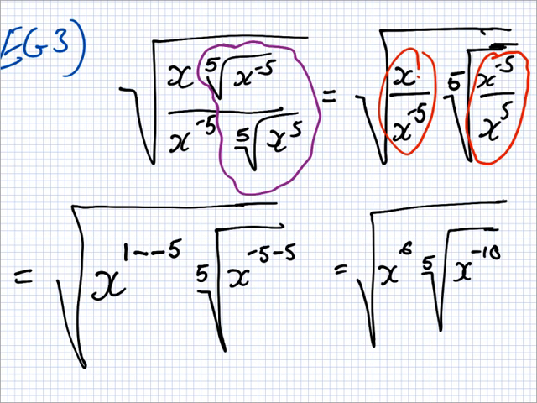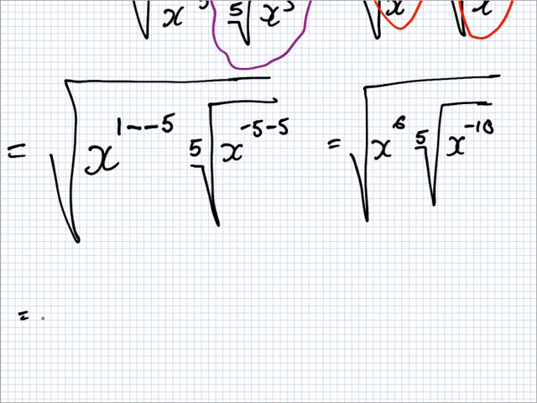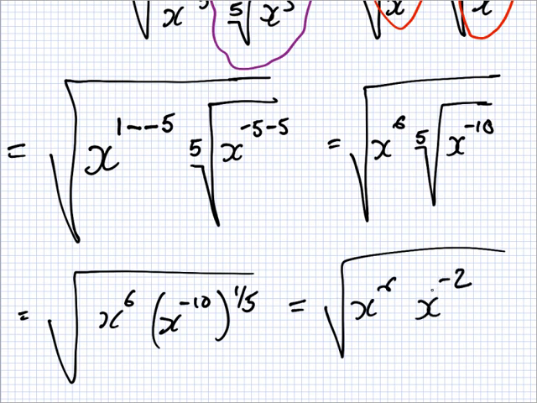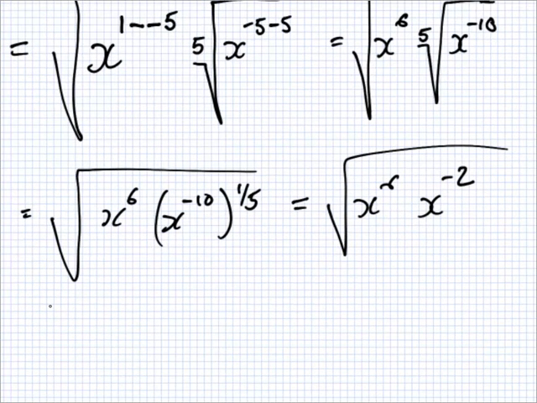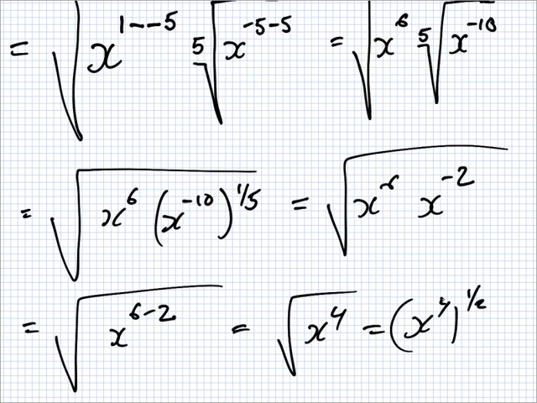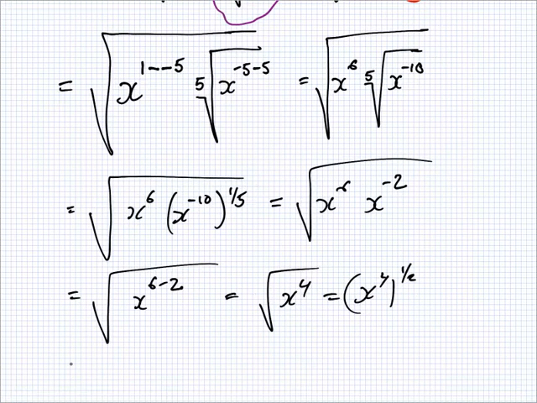Right, we still have a little bit to go. So this one here will be square root x^6, x minus 10, power a fifth, by using rule 4. So this is square root x^6, x minus 2, by using rule 3. So this is square root x^6 minus 2 by using rule 1, which is square root x^4, which is x^4 to the half, by using rule 4, which is x squared in the end.